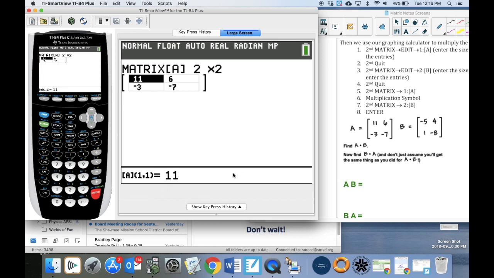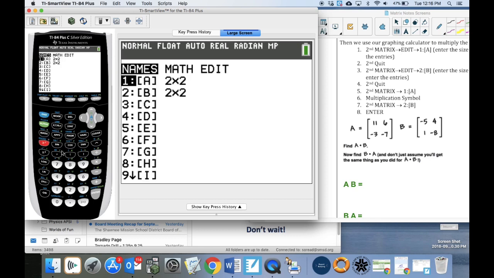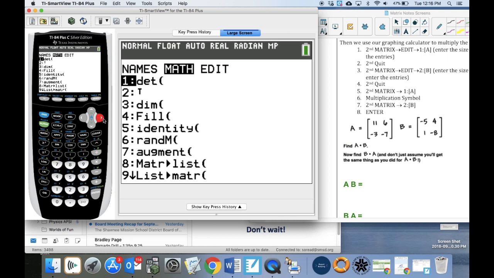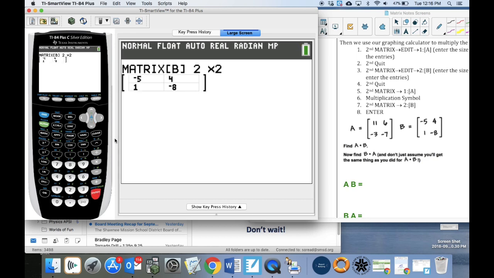We need to do matrix B. So let's quit, second, quit. Let's go back to the matrices, second matrix. Go back to edit. Down to number 2. Excuse me, letter B, matrix B. Hit enter and take a second to enter your matrix B. You can pause it here because mine's already entered.